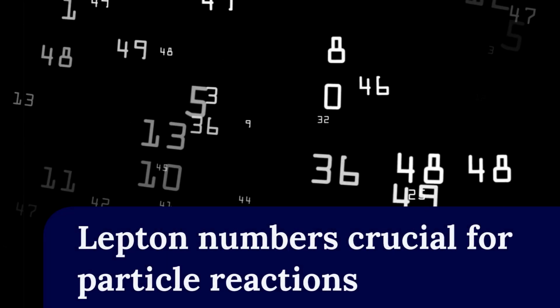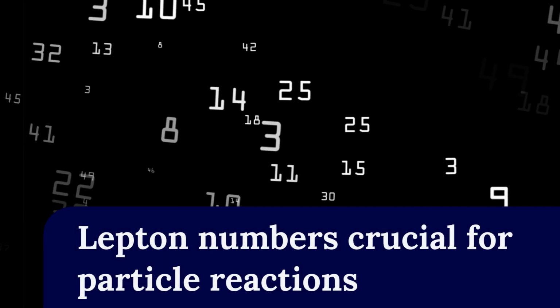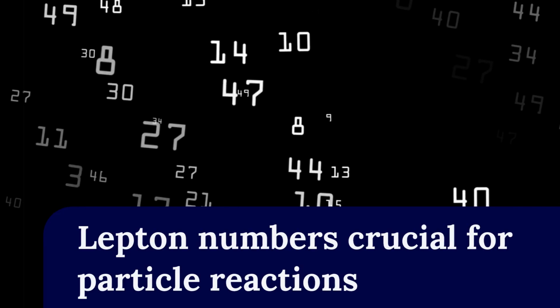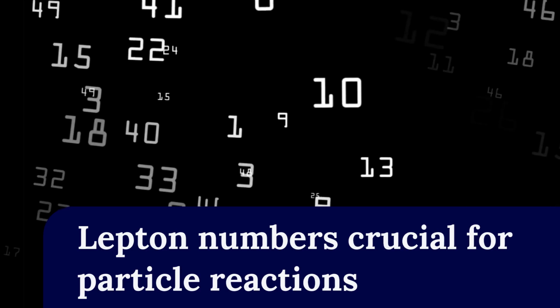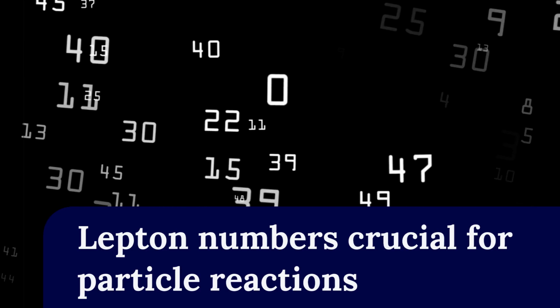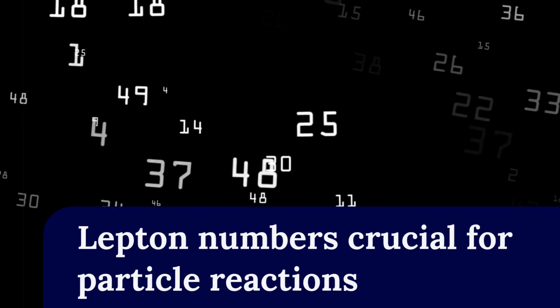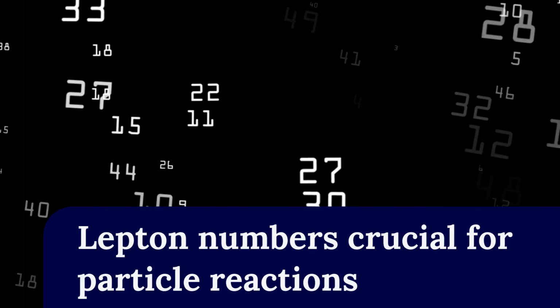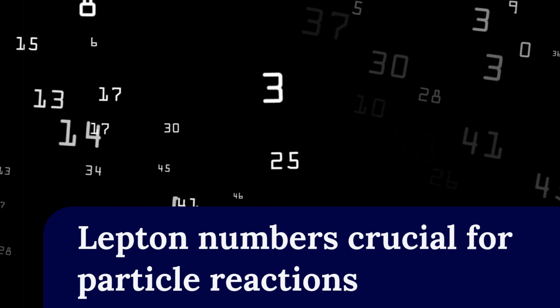Lepton number conservation applies to electrons, muons, and taus. Each has its own family number, conserved separately. In beta decay, electron family numbers balance. Antileptons have negative lepton numbers. These rules are crucial for validating particle reactions.